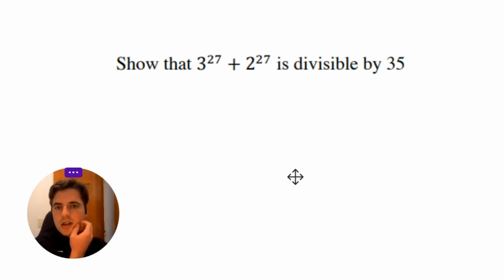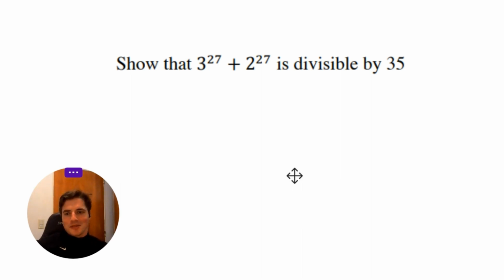Here we are. We're talking math. So, let's take a look at this problem. Show that 3 to the 27th plus 2 to the 27th is divisible by 35.